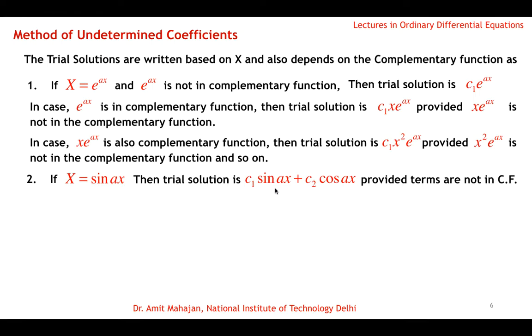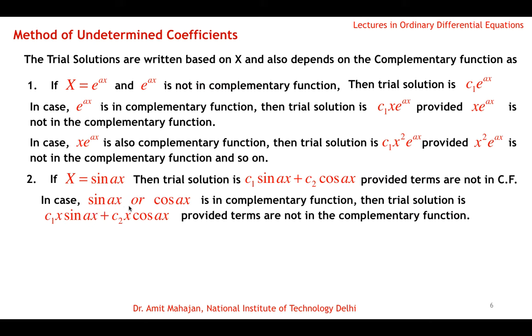If either sine or cos is present in the complementary function, then we apply a similar rule: we multiply with an x. So if in case sine x or cos x is in the complementary function, then the trial solution is constant times x sine x plus constant times x cos x, provided that x sine x or x cos x are not in the complementary function. If they are also in the complementary function, then we multiply with another x. We write x square sine x plus x square cos x.